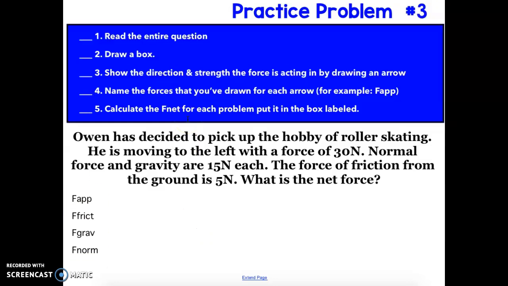It says, Owen has decided to pick up the hobby of roller skating. He is moving to the left with a force of 30 newtons. Normal force and gravity are 15 newtons each. The force of friction from the ground is 5 newtons. What is the net force? So I read the question. The next thing I want to make sure that I do is I need to draw a box. So I'm going to draw a little square in the middle.